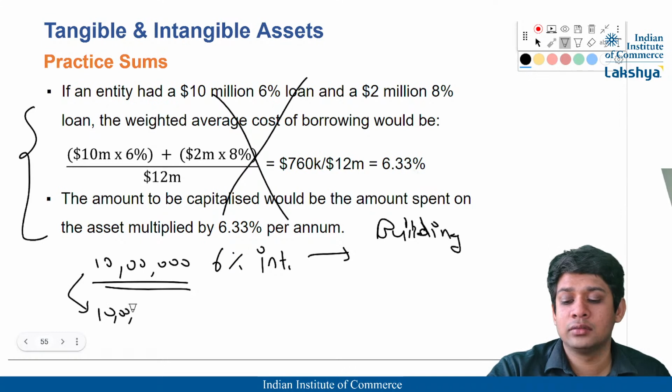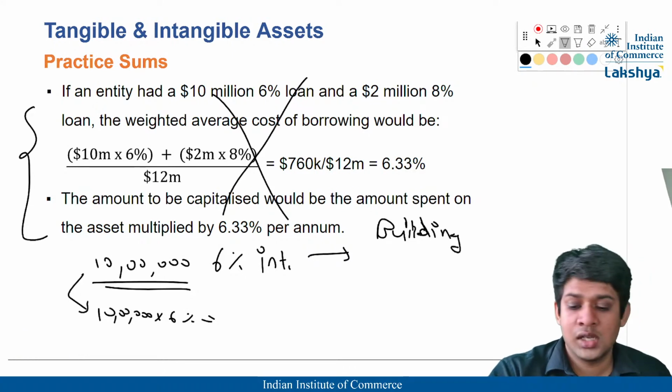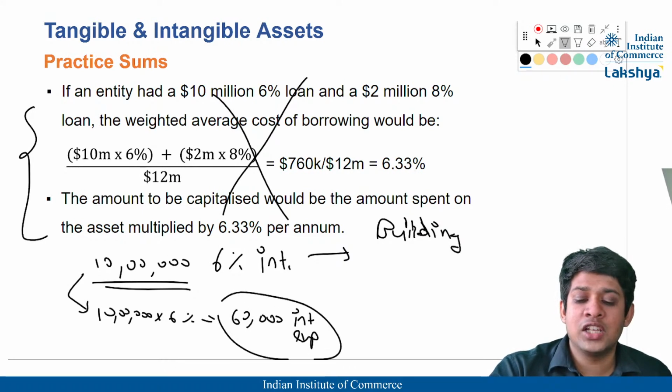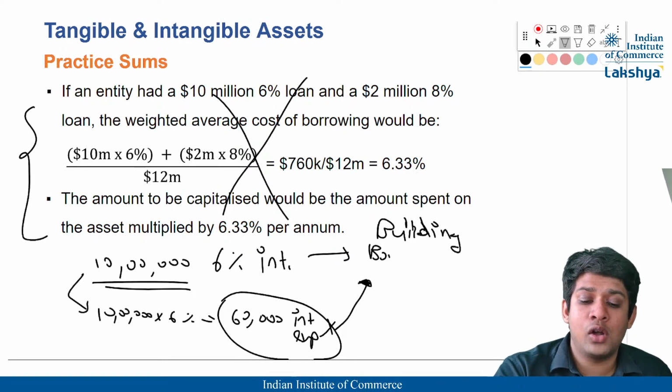It will be 10 lakh into 6%, that is nothing but 60,000. Correct? 60,000 is the interest expense. This should have been treated as an expense within the P&L, but since this loan I've taken for the construction of the building, this 60,000 will not go to P&L. It will rather be capitalized to the value of the building as borrowing cost.